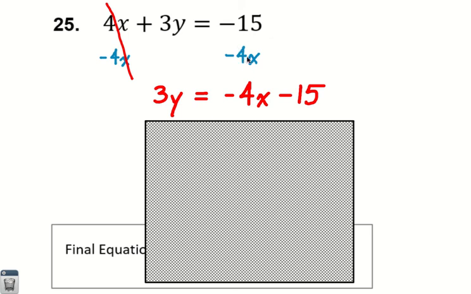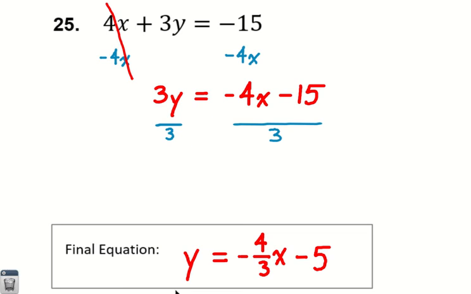Now, what I would like you to do is put this term first. If you were to have negative 15 minus 4x instead, I wouldn't mark you wrong, but as we think about what we're going to be doing in the near future, I would like you to put the x term first and then the regular number. And then, the final step would be to what? How do we finish getting y by itself? How do we get rid of that 3? We divide both sides by 3.